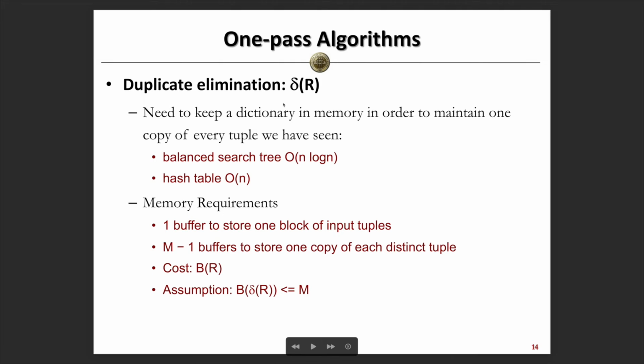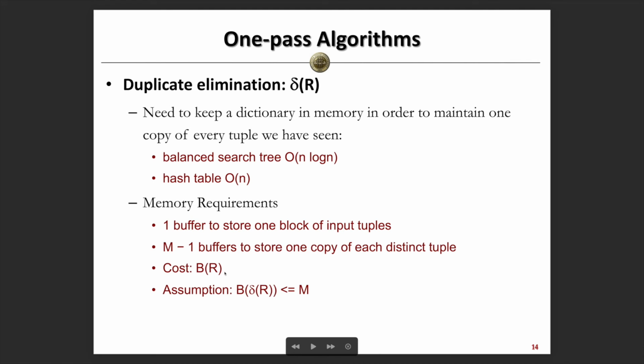Besides this, we also have some requirements for the memory space for implementing the algorithm for the operator. First of all, we need one buffer to store one block of the input tuples. It is required. We also need M-1 buffers to store one copy of each distinct tuple in the relation. If you still remember, M denotes the number of blocks we can store in memory, as we showed before.